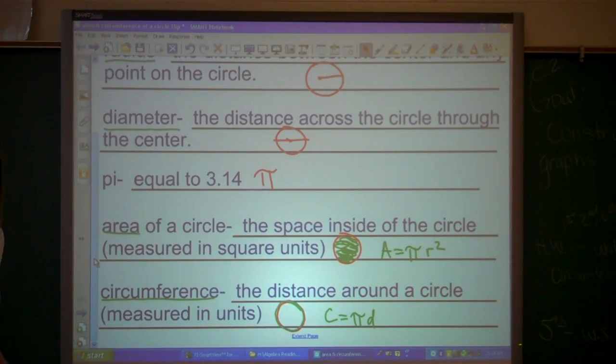So take a few minutes to write down those definitions. And if you need to, pause it, go back and get the ones up top. And then we're going to start to find the area and circumference of circles.